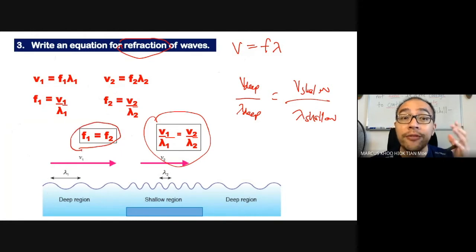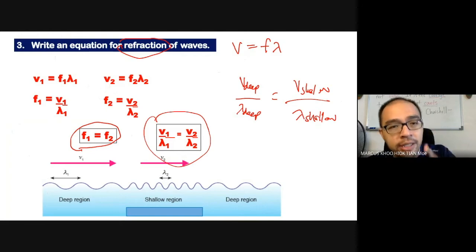In reflection, everything is the same except the direction. But in refraction, everything is not the same. Direction is not the same. Wavelength is not the same. Wave speed is not the same. Only the frequency is the same.